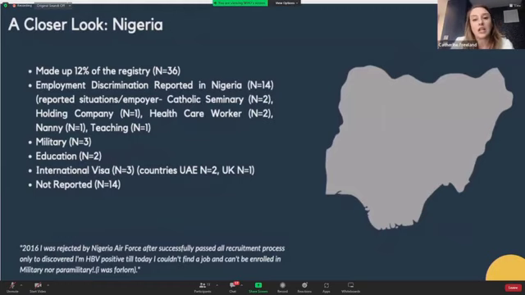country. Looking at Nigeria, Nigeria made up 12% of our registry as well.